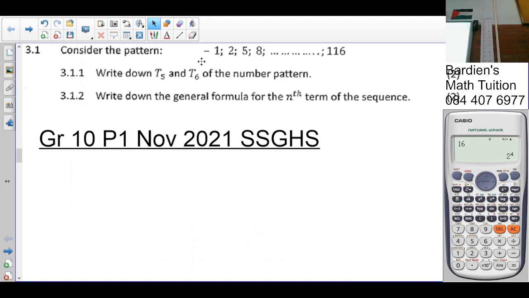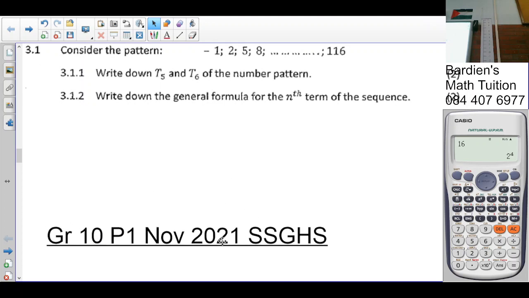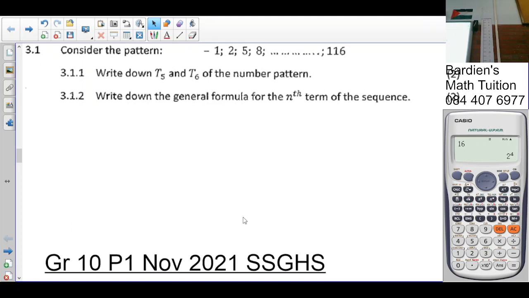In question 3.1, it says consider the pattern. Negative 1, 2, 5, 8, and carries on to 116, which means to say what? The last term in this pattern is 116. If this number pattern continues, from minus 1, 2, 5, 8, 11, 14, and so on, there will be a number 116 in that pattern. Which in this case is the last term of the pattern. The question says, write down the fifth and sixth term. So it's the next two terms of this pattern.